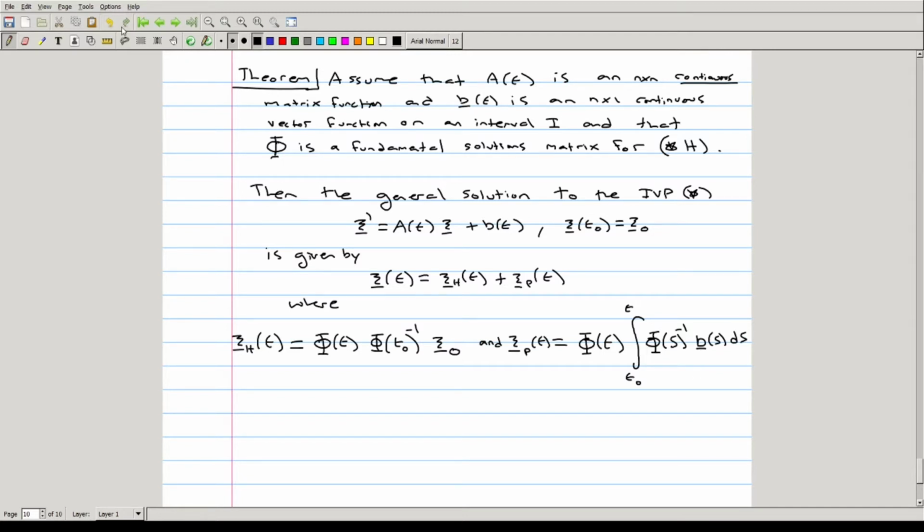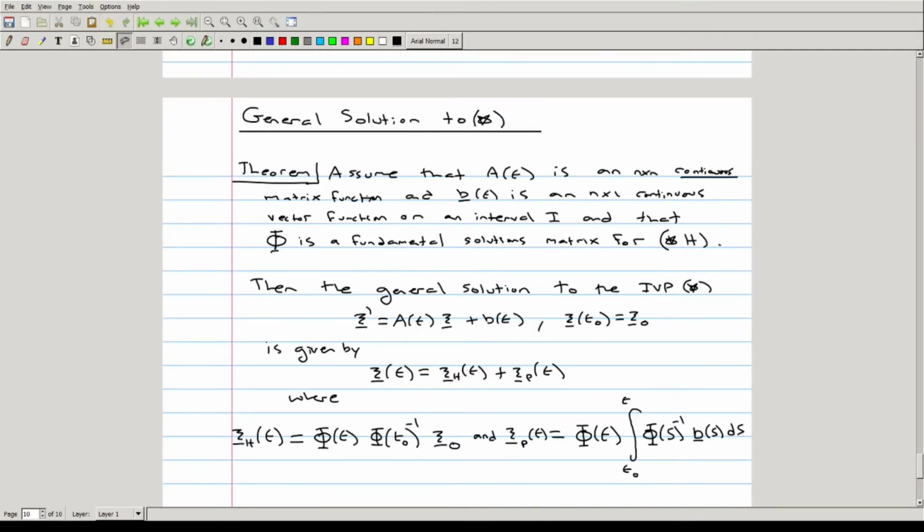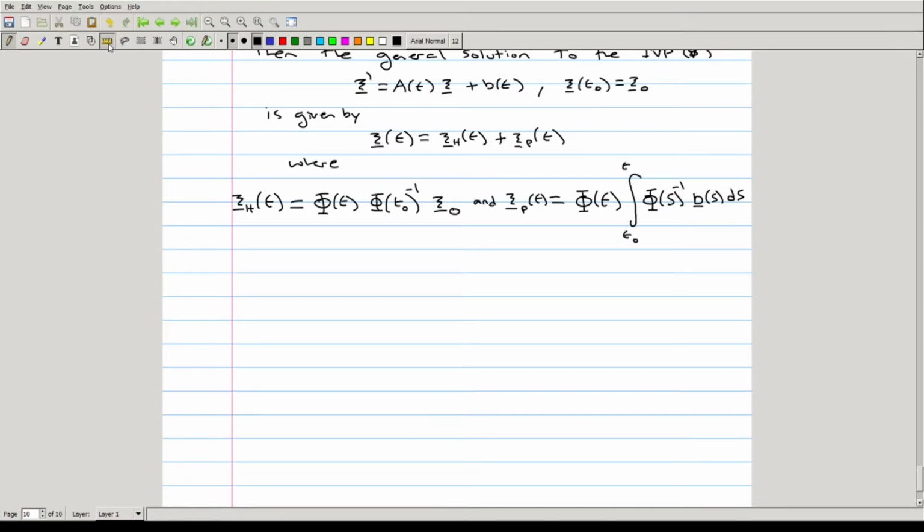And I'll go through and verify why this is the form for the general solution in the next page of notes. But I want to make a very important note here: this is exactly what we get when we go through and do the single ordinary differential equation variation of constants formula. Right, so this theorem can be titled variation of constants for first order systems of ordinary differential equations. And I'll show this in the following.